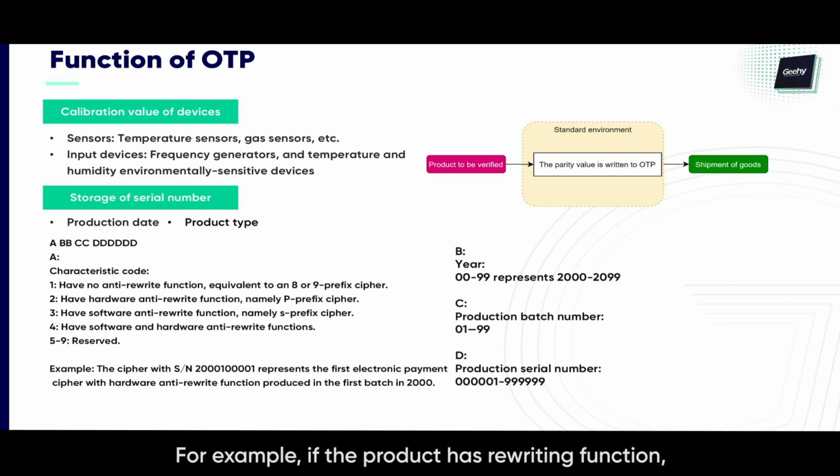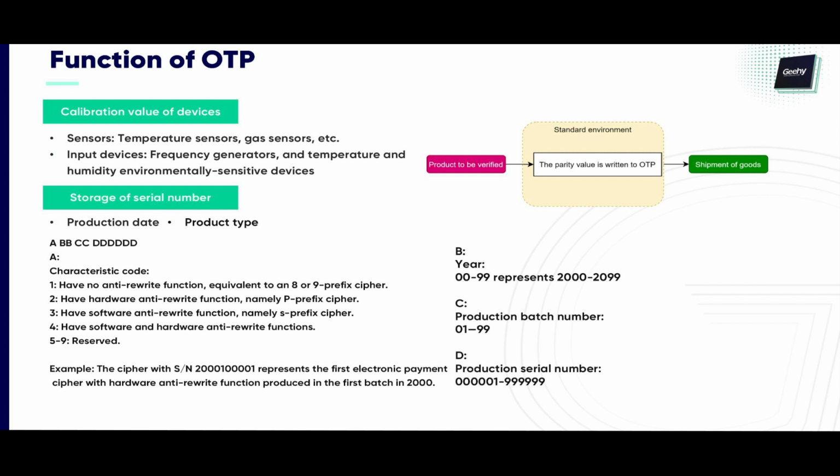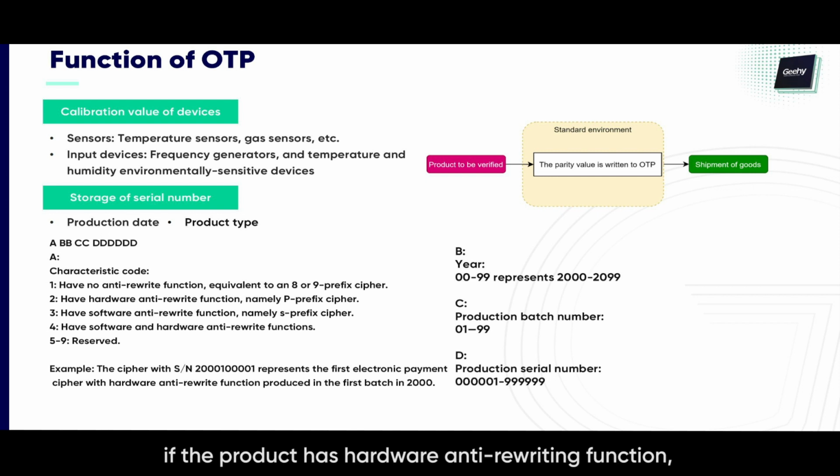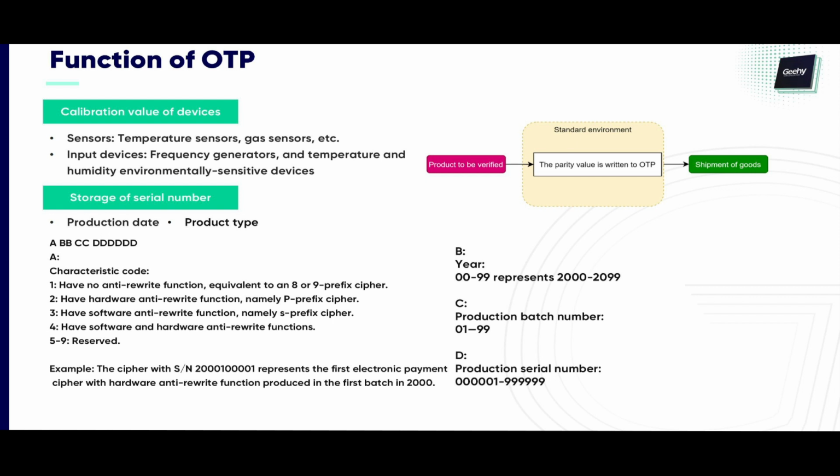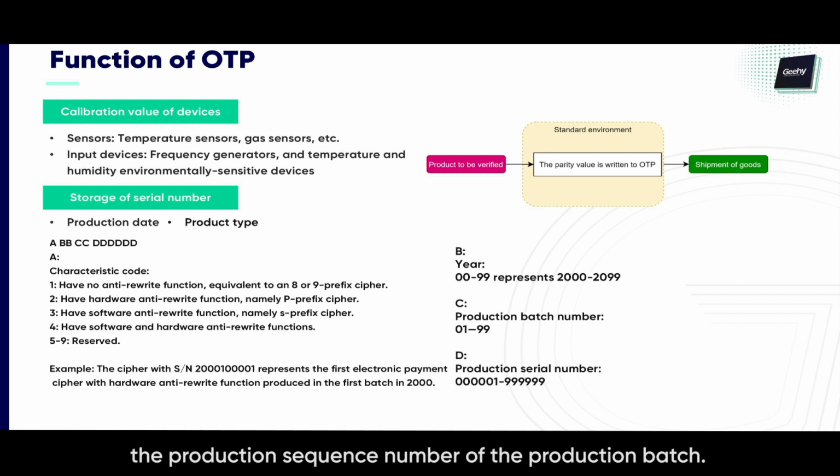For example, if the product has rewriting function, then A is expressed by 1. If the product has hardware anti-rewriting function, then A is expressed by 2 and so on. B represents year, for example, 00 to 99 represents the year from 2000 to 2099. C represents production batch, for example, there are 01 to 99 batch numbers for our products produced in this year. Then the following DDDDDD represents the production sequence number of the production batch.